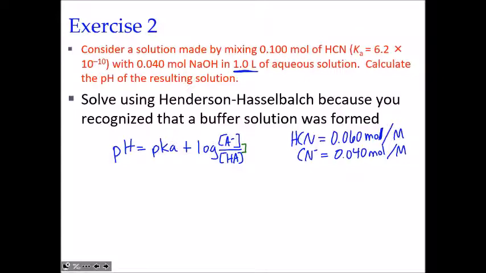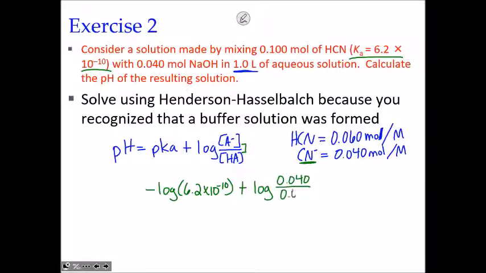So all I have to do is then plug and chug, add everything in. We have our Ka 6.2 times 10 to the minus 10. So negative log 6.2 times 10 to the minus 10 here. And then we add in the log of the base. Here's our base, 0.040 over the acid, 0.060, this one. And then we just calculate. And you'll notice when you plug and chug in the calculator, you'll see that the pH is still 9.03, like so.